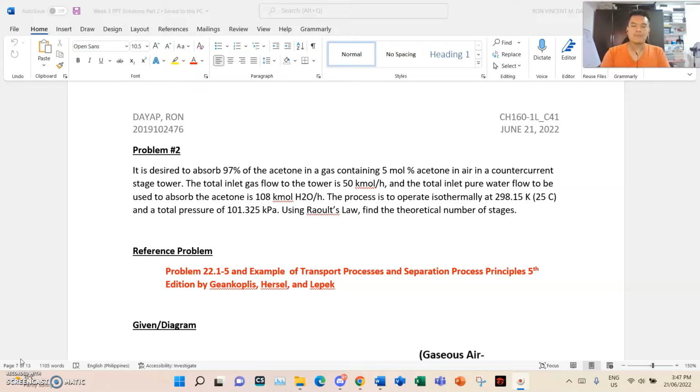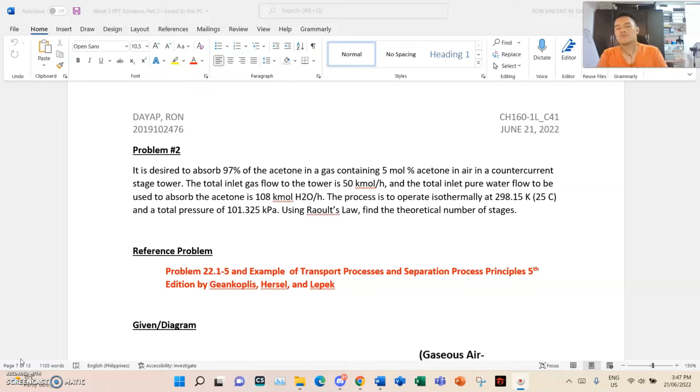So this problem is a reference to problem 22.1-5, an example of Transport Processes and Separation Process Principles, 5th edition, book by Geankoplis, Hersel, and Lepek. So this problem here is a modification of the reference problem and it is stated as follows.